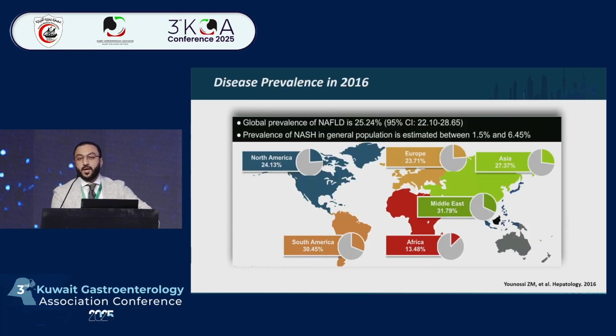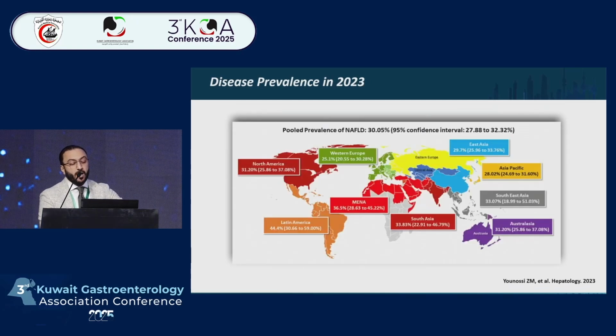So we know that MASLD or MASH is a global health problem and it's increasing worldwide. This is the prevalence of MASH in 2016 by Younossi and his colleagues, published in Hepatology Journal in 2016. You can see the prevalence in the Middle East is around 31%. If you compare this graph with the latest data published by Younossi as well in Hepatology Journal in 2023, we are sitting at 40 to 45% prevalence in the Middle East. So there is about a 15% increase over the last 7 years.